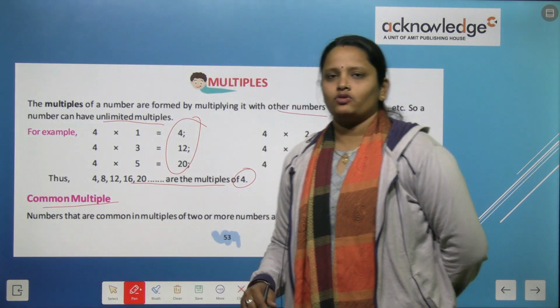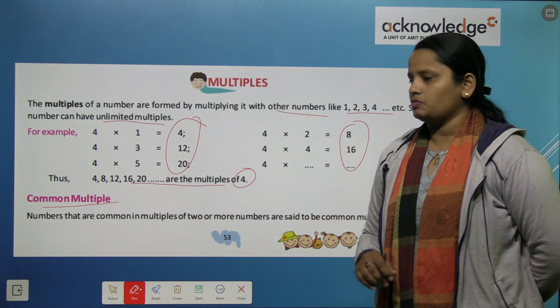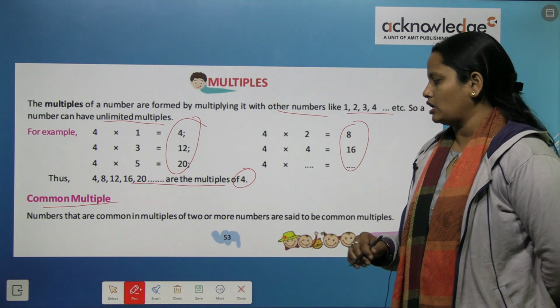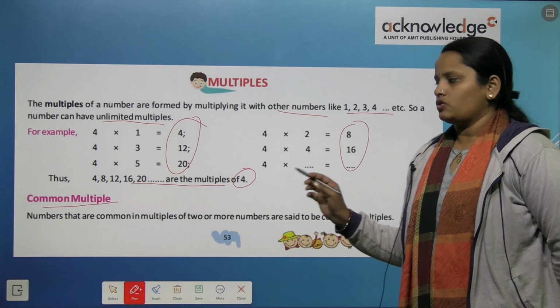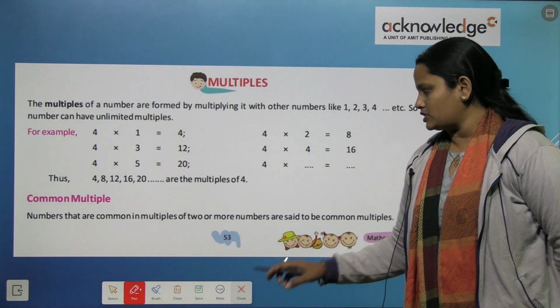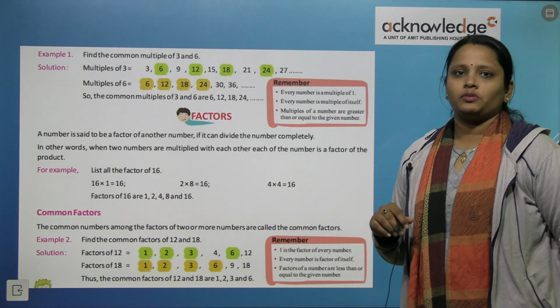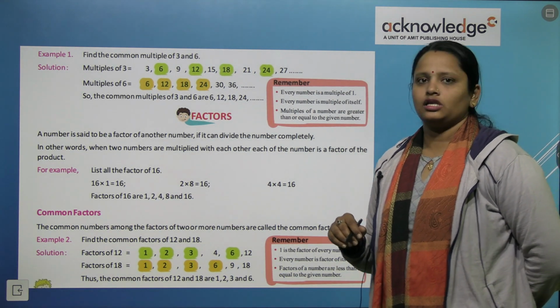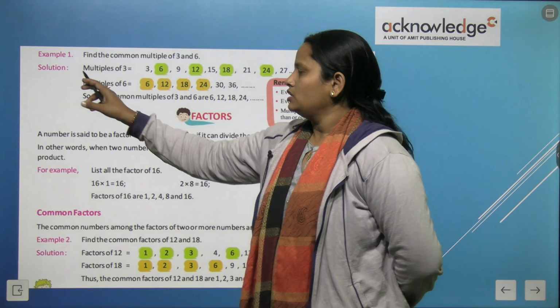Now let's learn about some common multiples. Numbers that are common in multiples of 2 or more numbers. वो numbers जो common हैं multiples में, 2 या उससे ज़्यादा numbers के, are said to be common multiples. उन्हें common multiples कहा जाता है. Find the common multiples of 3 and 6. 3 and 6 के जो common multiples हैं that we have to find.